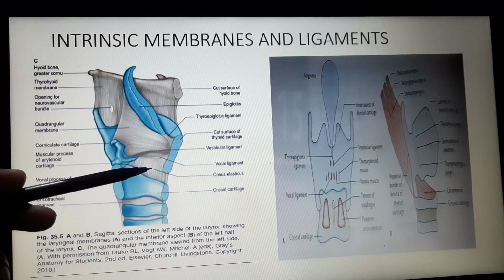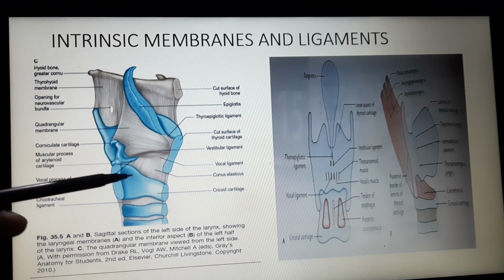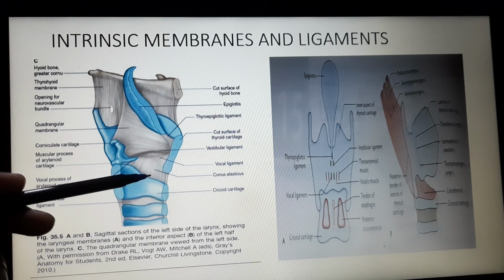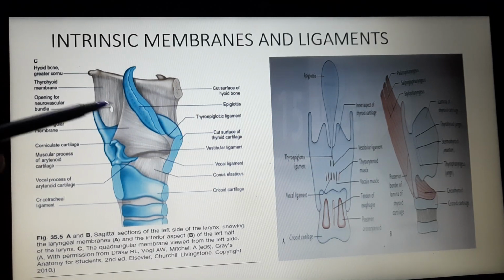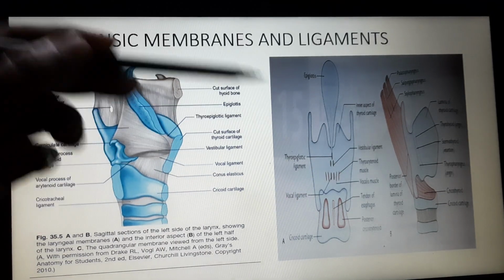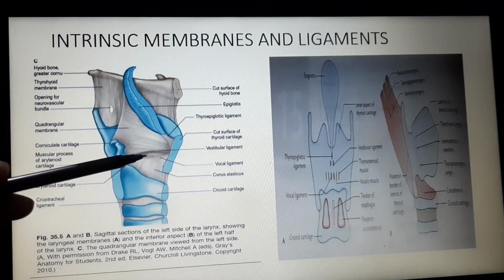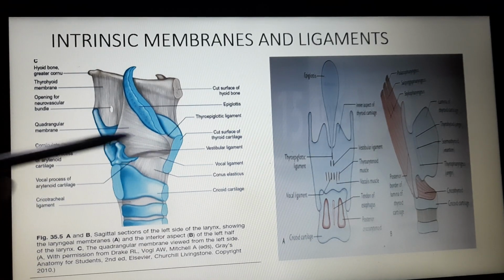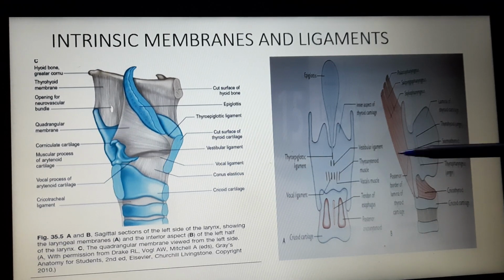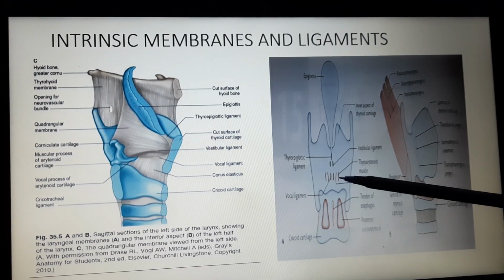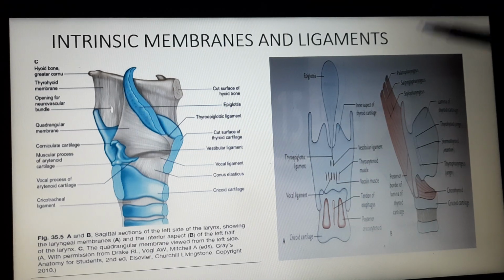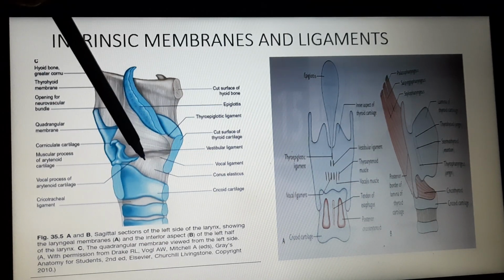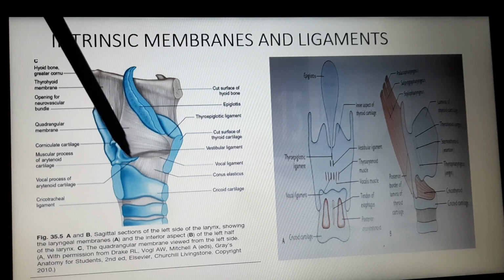The lower border of conus elasticus is attached to the upper border of cricoid cartilage, and the upper border is free. This upper free border is known as the vocal ligament. Anteriorly it is attached to the midline on both sides, below the attachment of the vestibular ligament, and posteriorly this vocal ligament is attached to the vocal process of arytenoid cartilage.